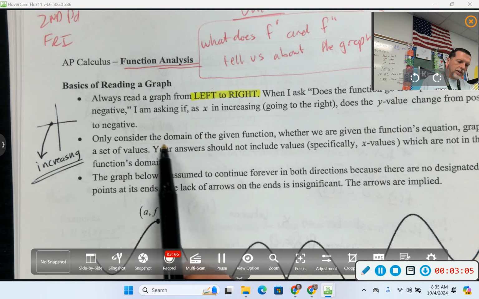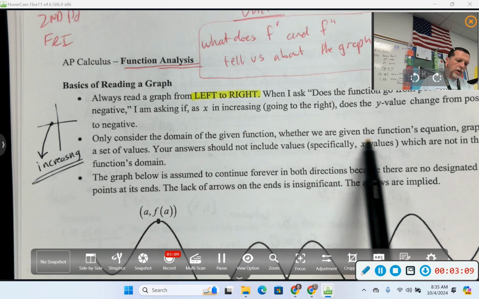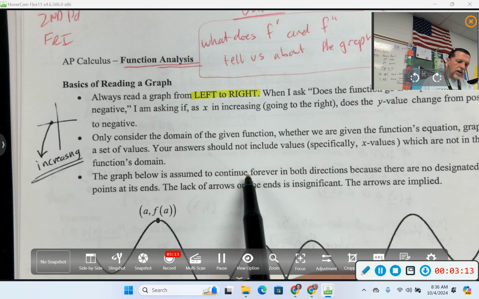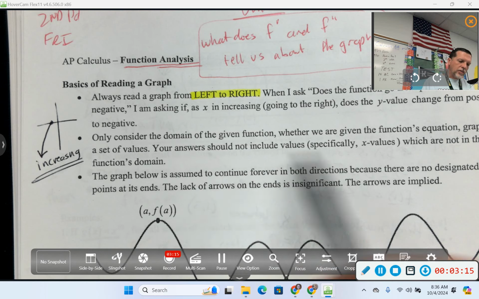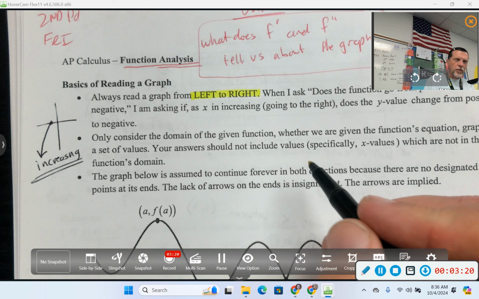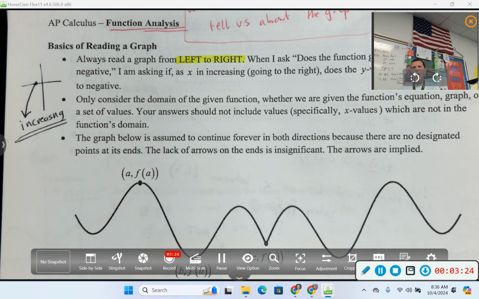All right, we only consider the domain of a given function. Whether we are given the function's equation, the graph, a table, whatever, our answer should only include values that are in the domain. That should make sense. You shouldn't give an answer that's not in the interval. We kind of touched on that with MVT. MVT comes with an interval. Don't give me an answer that's outside of that interval.